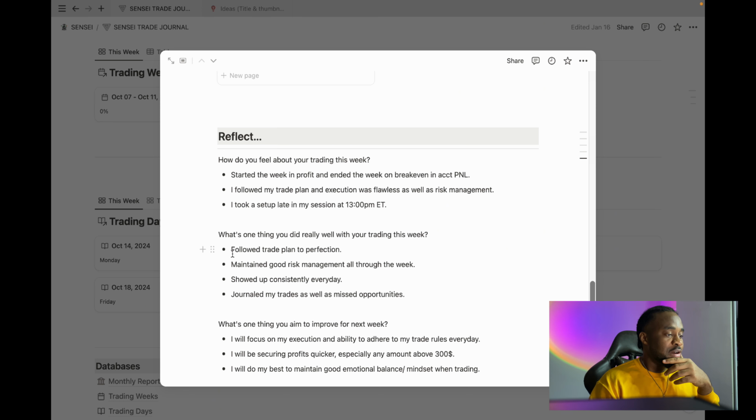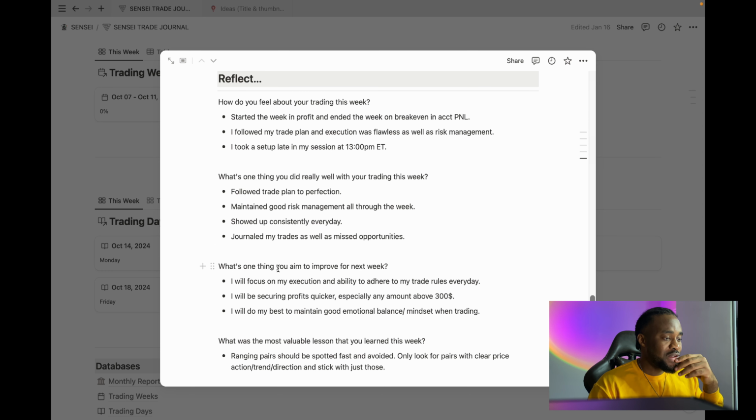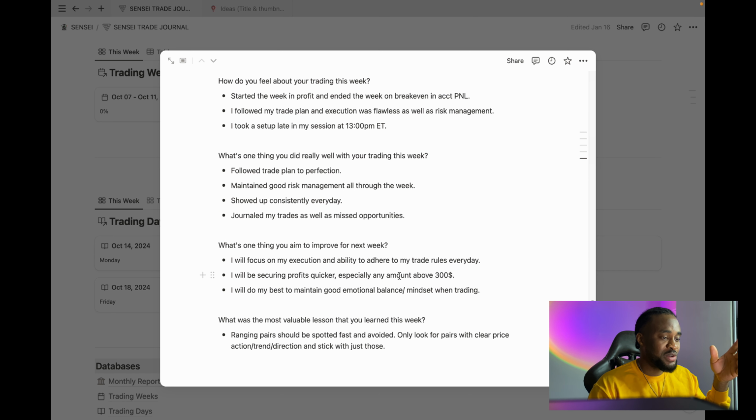Down to the second bullet point in the reflection section: what's one thing you did really well with your trading this week? I followed my trade plan to perfection, maintained good risk management, and all through the week showed up consistently every day, journaled my trades as well as missed opportunities, aka case study. The third bullet point: what's one thing you aim to improve for next week? I went ahead to say I will focus on my execution and ability to adhere to my trade rules every day.